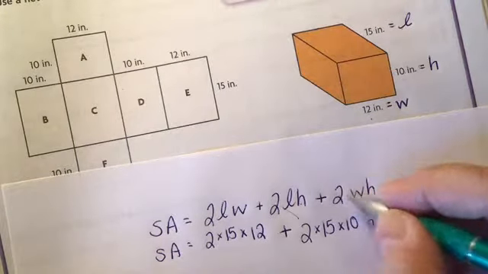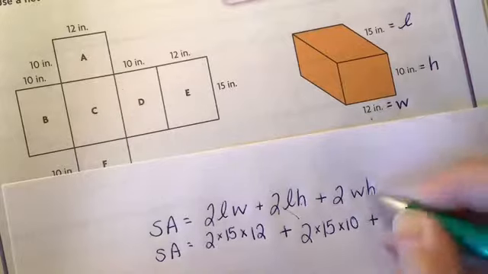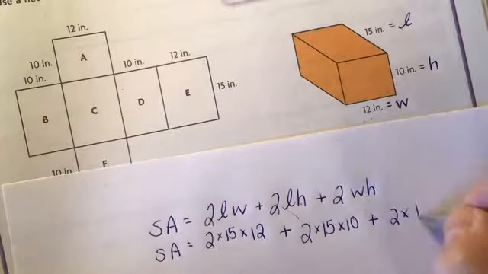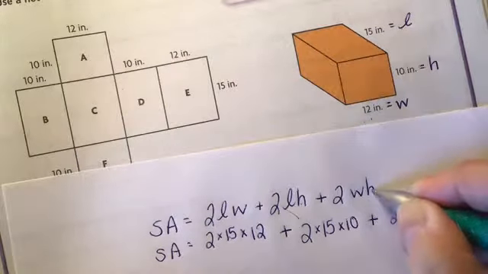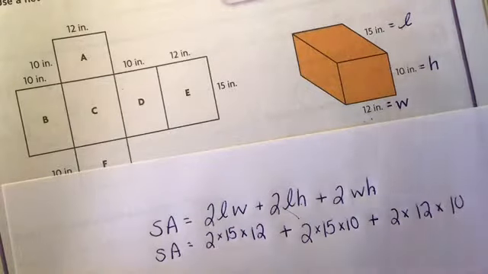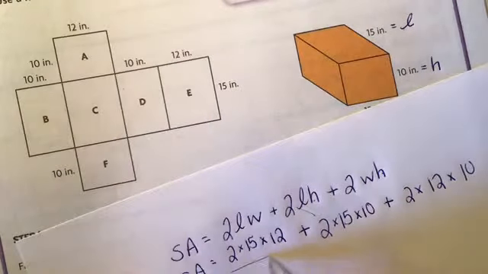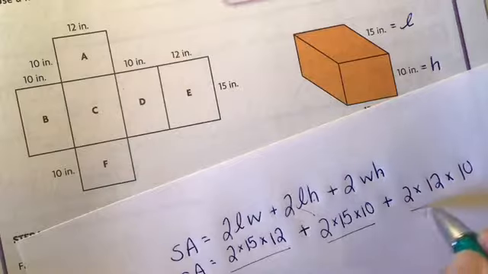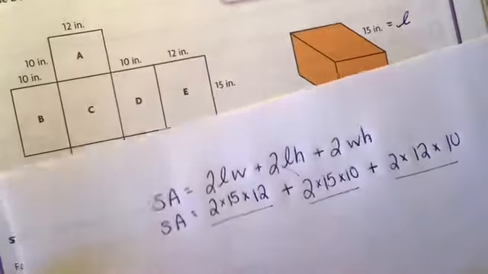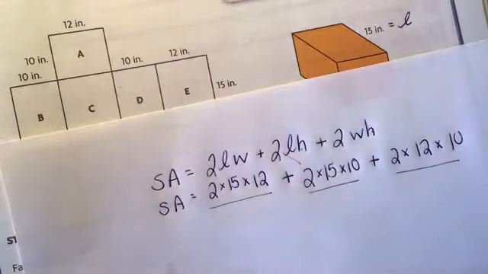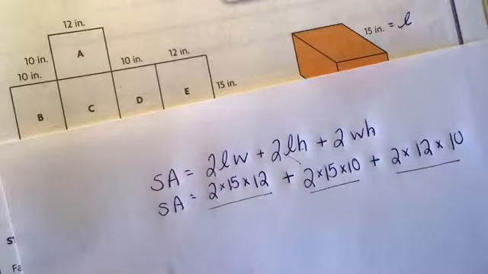I'm keeping track of where I am. 2 times, I'm here on W. W is 12 times H is 10. Okay, so now I can do each one of these pieces and add them together. All right, and you might need a calculator. Okay, so let me get mine out here.